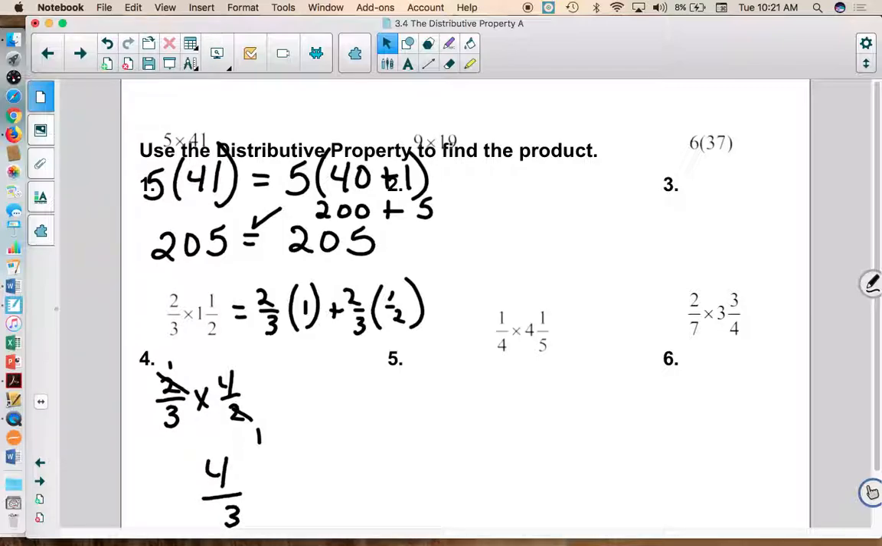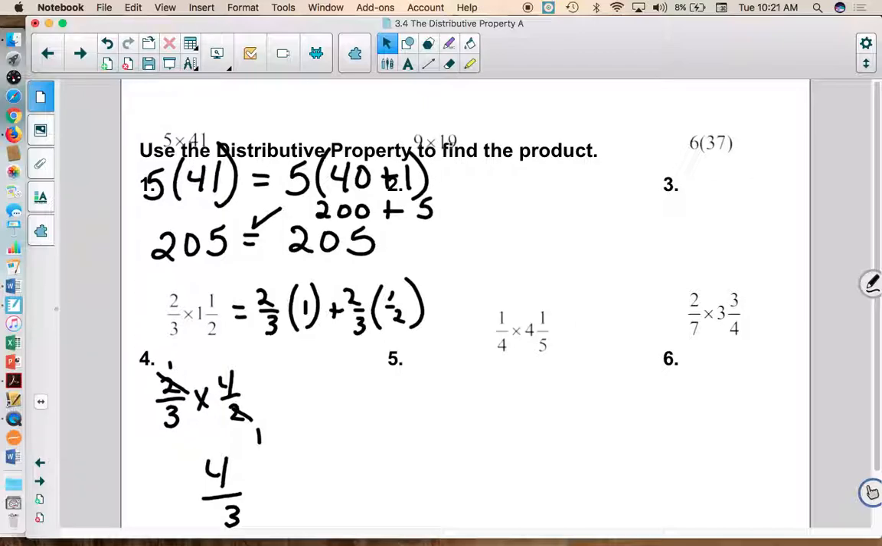Agree? Okay. What is 2/3 times 1? What is 2/3 times 1? 2/3. How do you know that? What property? Multiplicative of 1. You've mixed up two of them. Multiplicative identity or the multiplication property of 1. Good job, Chloe. Okay, so, and then what is 2/3 times 1/2?